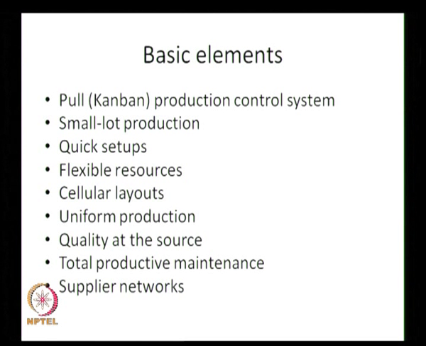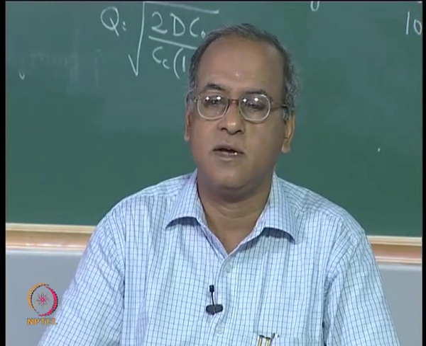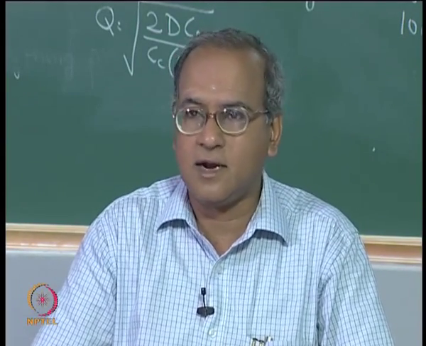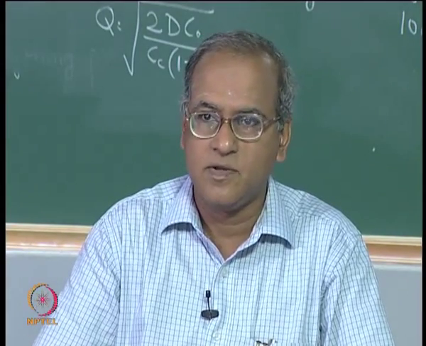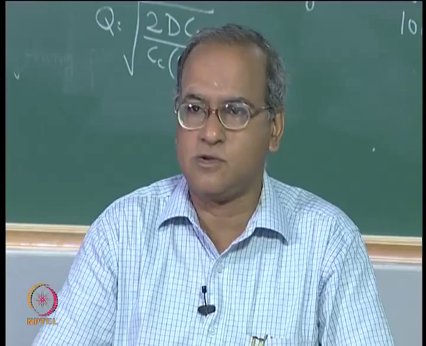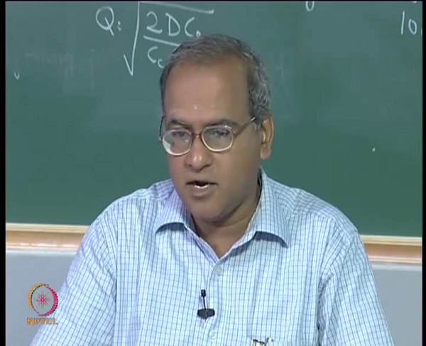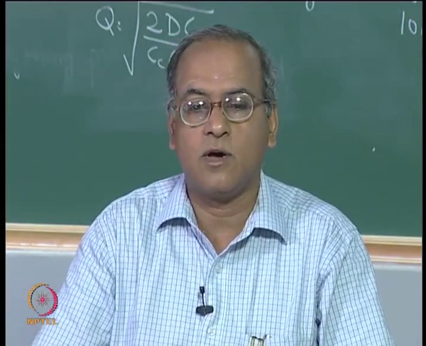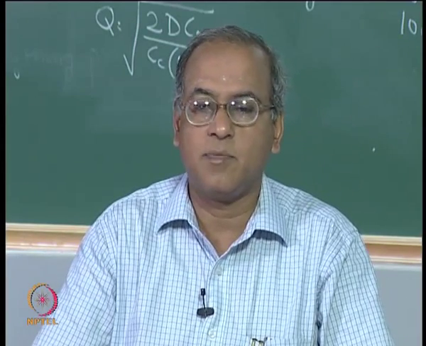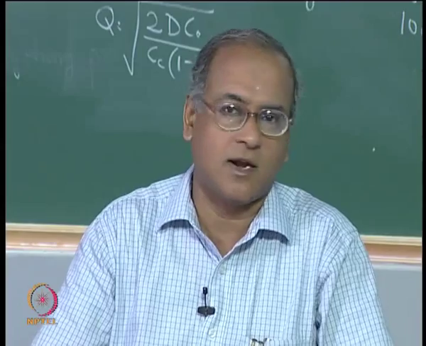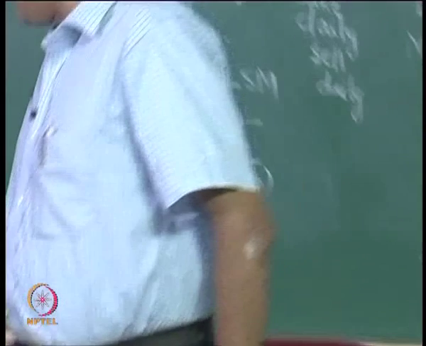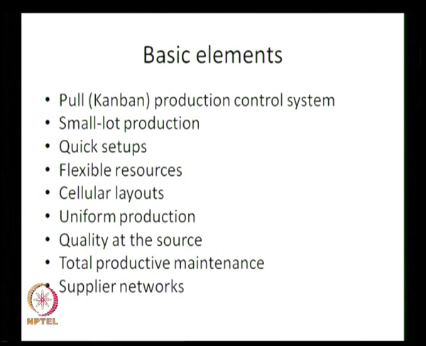Now, let us go through each one of them, but in a slightly different order, even though the order given here starts with Kanban production control system. Now, we could start with cellular layouts, because we have seen a little bit of cellular layout. From there we would get into flexible resources, and then we would get into small lot production, quick setups and Kanban taken together, and then we would get into quality at source, productive maintenance and supplier networks. So, let us first begin with cellular layouts, because we have seen so much of cellular manufacturing in this lecture series. So, let me explain the cellular layout first.